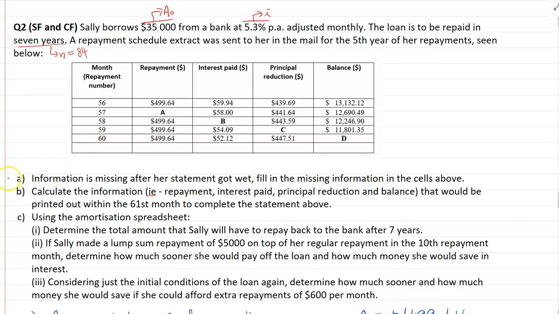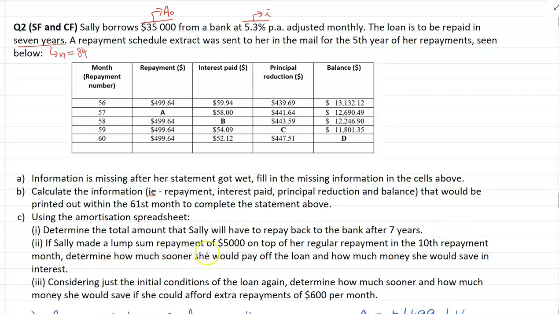For Part A, information is missing after a statement got wet, and we've got to fill in the missing information. So we've got to fill in A, B, C, and D. Then for the 61st month, we're going to have to fill out this row here ourselves. And then we have to do all of this by hand using formula. And then for Part C, we're going to go back to using the spreadsheet, work out how much Sally has to repay back to the bank after 7 years.